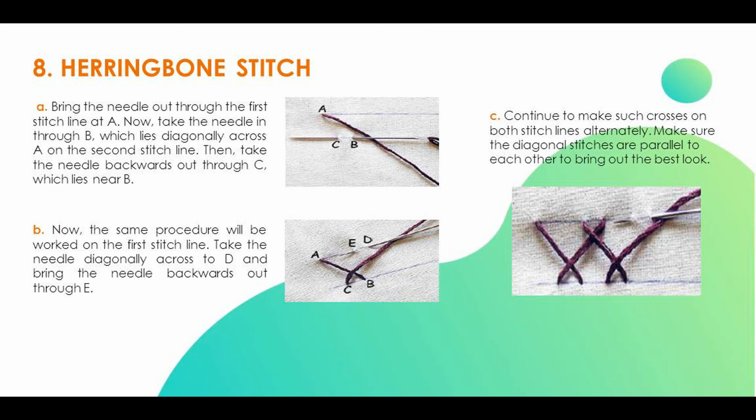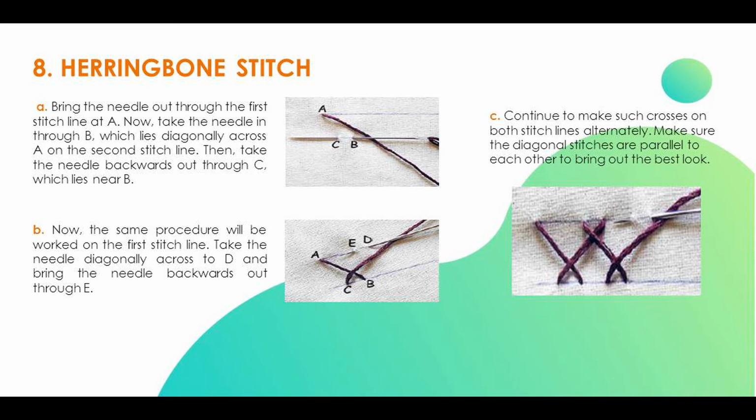8. Herringbone stitch. A. Bring the needle up through the first stitch line at A. Now, take the needle in through B, which lies diagonally across A on the second stitch line. Then, take the needle backwards up through C, which lies near B.